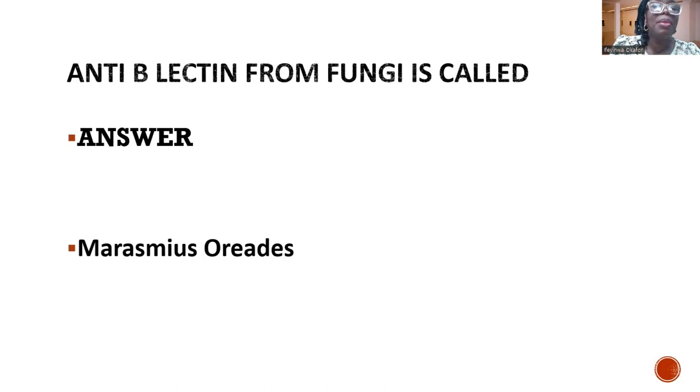Anti-B lectin from fungi is called what? Answer: Marasmius oreades. Anti-B lectin from fungi is called Marasmius oreades.